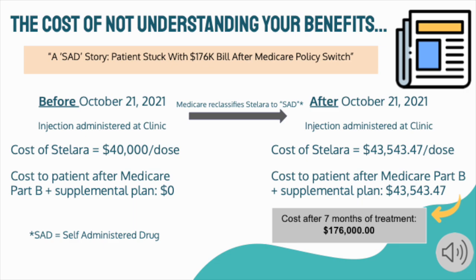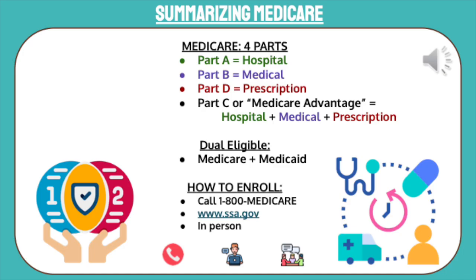After receiving this dose for 7 months, this patient accrued a bill of $176,000. The patient stated that Medicare claimed he should have been aware that the medication was not covered because it could be administered at home on his own. He was also told that he should have read his Medicare and You handbook, which outlined this information. Our goal is to avoid unfortunate situations like this from occurring.